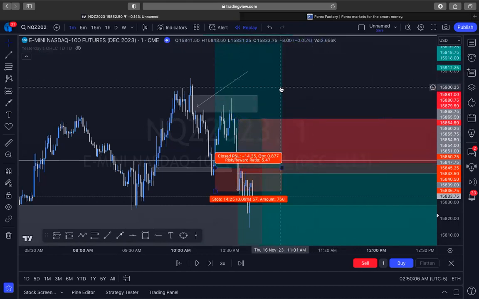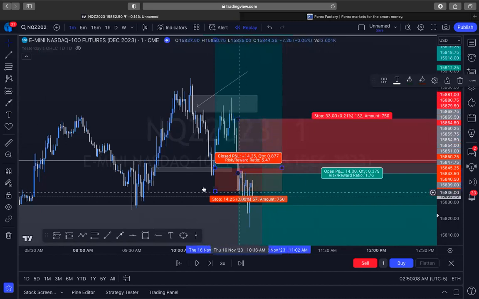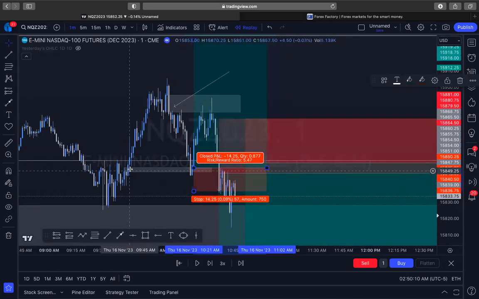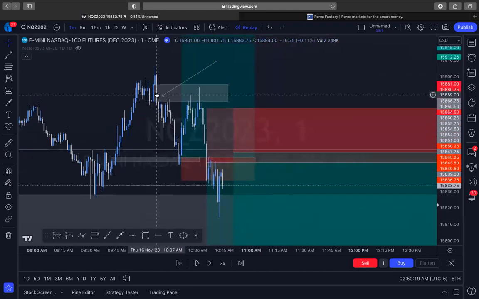But the probability of it was very low. And that's why I took a loss here, right? Yes, we do see some sort of fair value gap. Yes, we could have tapped into a 1-to-1. And if we would have tapped into a 1-to-1, my target would have been right here at this fair value gap instead of the higher one that we were aiming for.